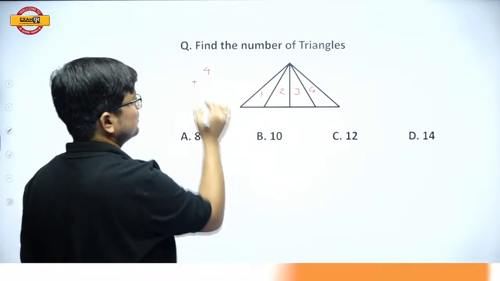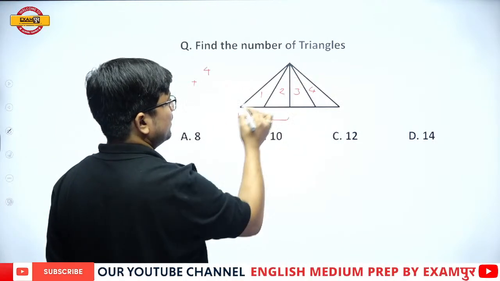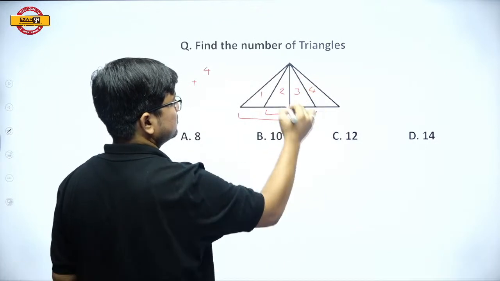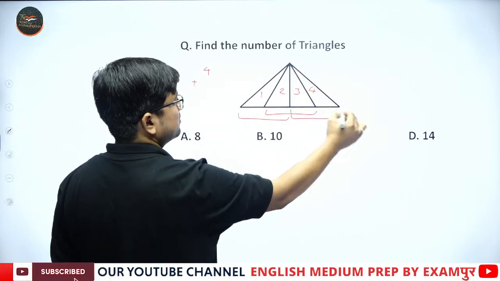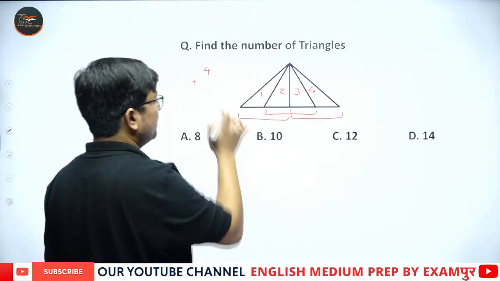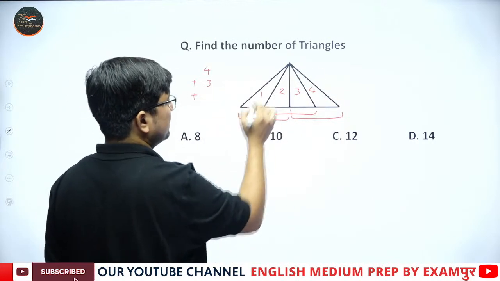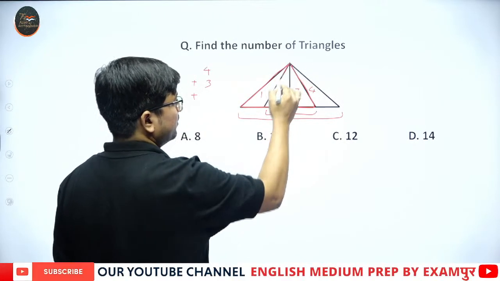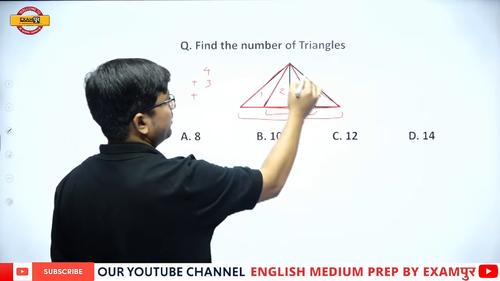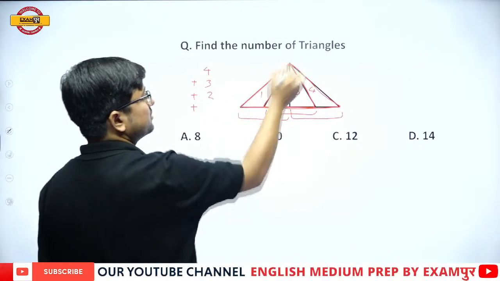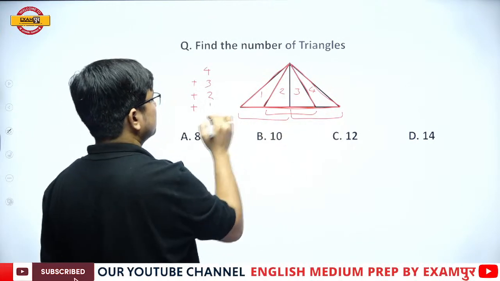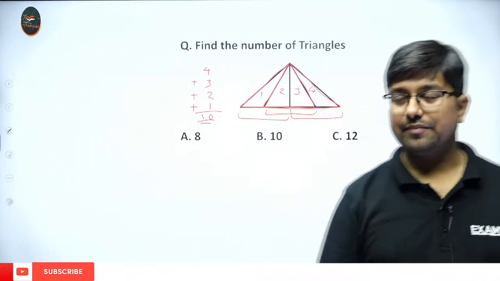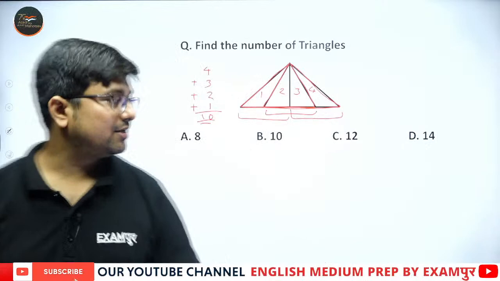Plus till here 5, 6, 7. Okay, plus 8, and then 9, plus the biggest one. So the total is 10. Getting it, everyone? So 10 is the right answer.